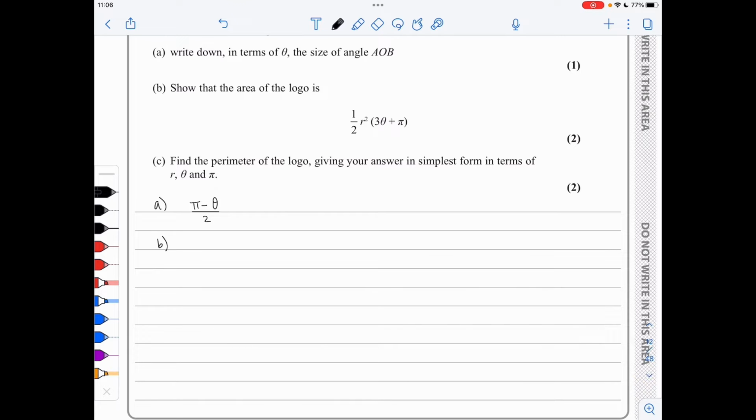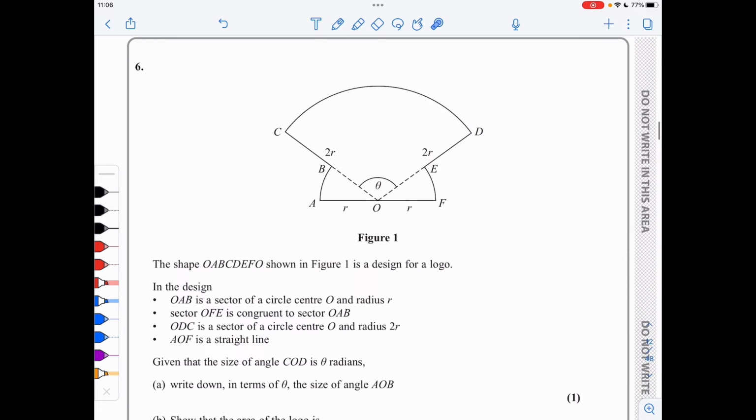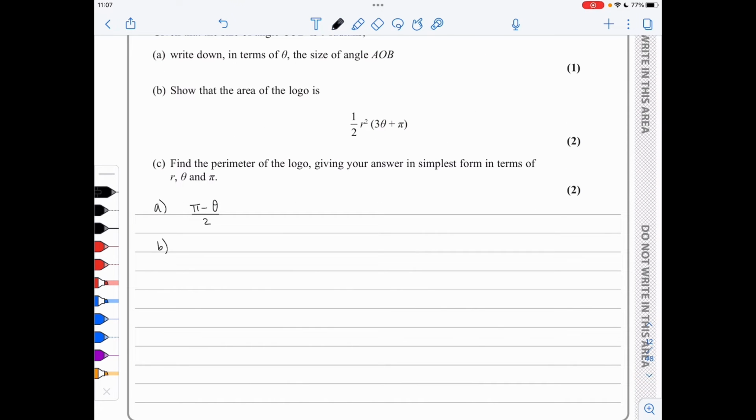In B, we need to show that the area of the logo is given by the expression shown here. So we're just going to use the fact that the area of a sector is a half r squared theta, provided that theta is in radians. So we've got the big sector here, COD, plus twice the sector AOB. So the total area will be a half times the big radius, which is 2r all squared times theta, plus 2 times a half r squared times the angle, which is pi minus theta over 2, as we have found in part A here.